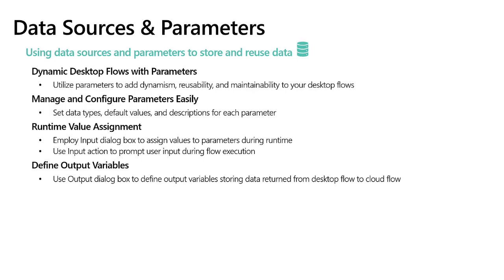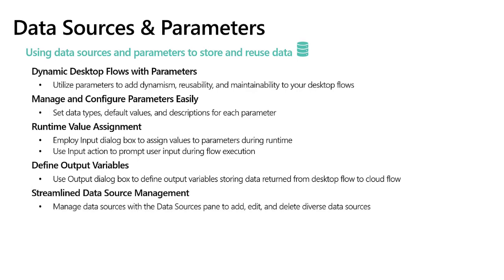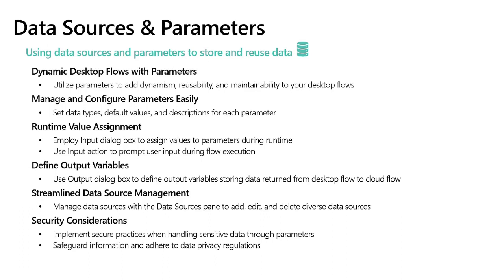If you want to use the output dialog box, you can define output variables storing data returning from your desktop flow to your cloud flow. And then you can manage your data sources with the data sources pane to add, edit, and delete your data sources. There are some considerations with security. You'll want to implement secure best practices when handling sensitive data through parameters, and you should also safeguard the information and adhere to data privacy regulations.